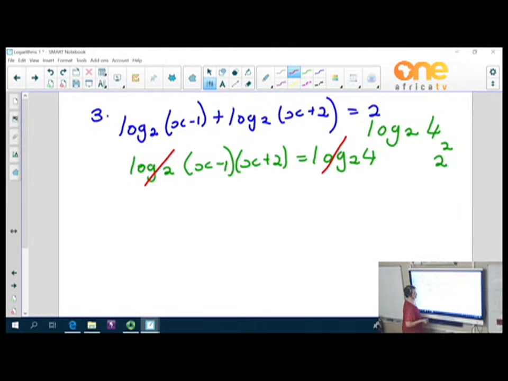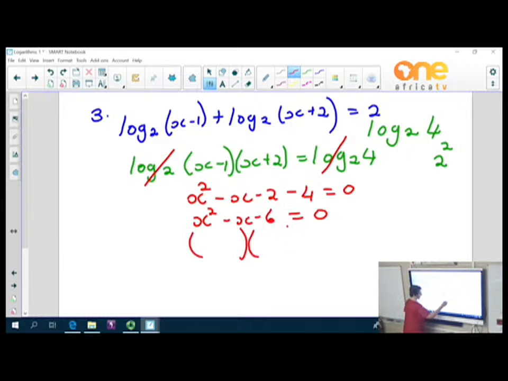What you do on the one side, you do on the other side. And now it becomes a trinomial. x squared minus x minus 2. Bring that 4 over, minus 4 is equal to 0. So we have x squared minus x minus 6 is equal to 0. And now we factorize it as a trinomial. And the factors will be 3 and 2, minus and positive. So now we're going to say x is equal to positive 3, or x is equal to negative 2.